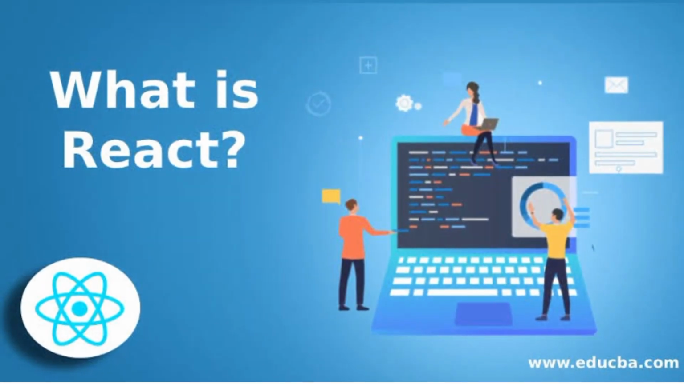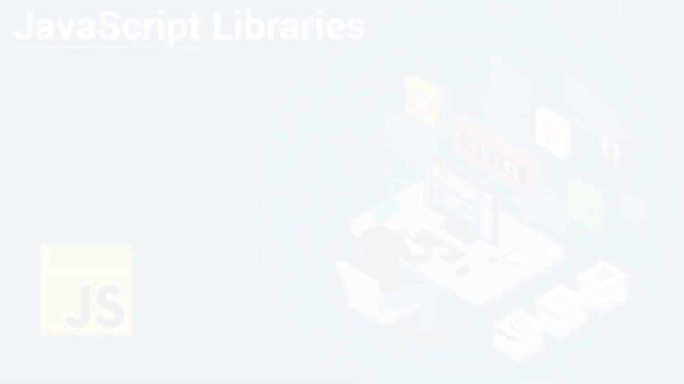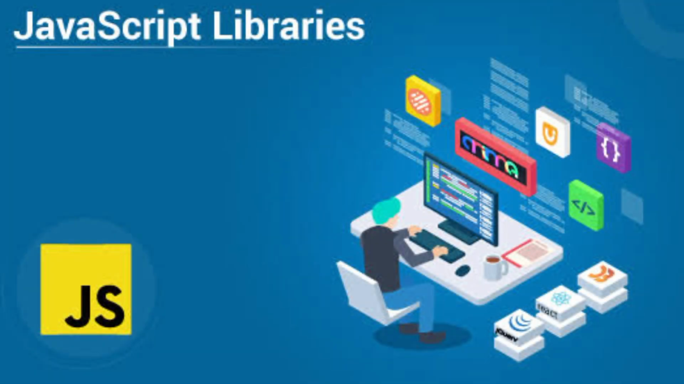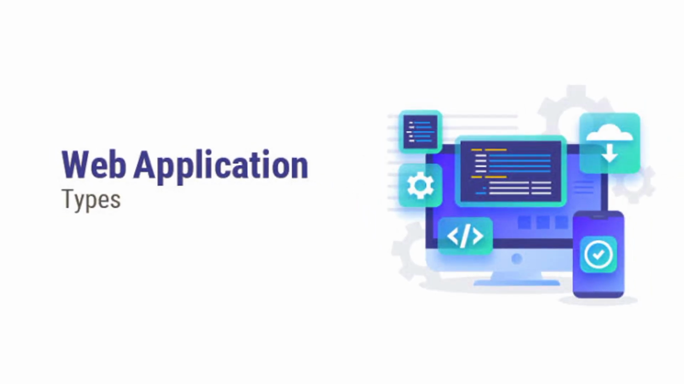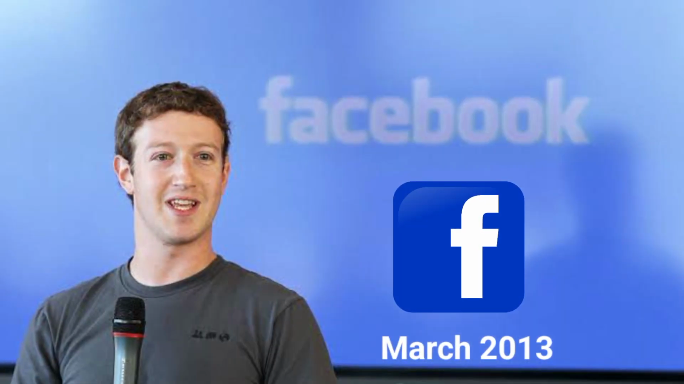First question is, what is Reactjs? Reactjs is a JavaScript open source library which is used to design web applications on the browser side. It was developed by Facebook in 2013. The first version of Reactjs was released in 2013.